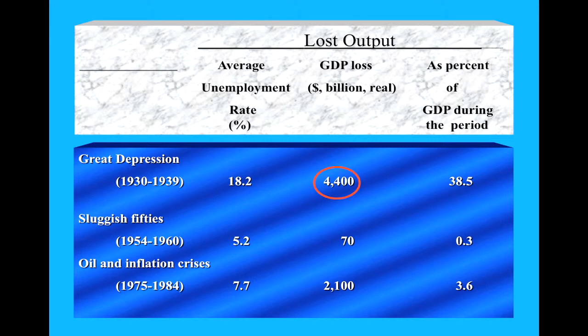Not surprisingly, the largest economic loss occurred during the Great Depression, $4.4 trillion between 1930 and 1939. However, the oil and inflation crises of the 1970s and 1980s also generated several trillion additional dollars of lost output.